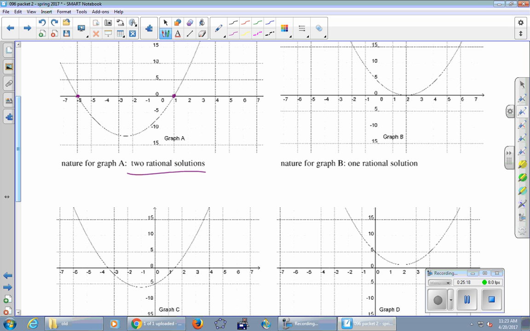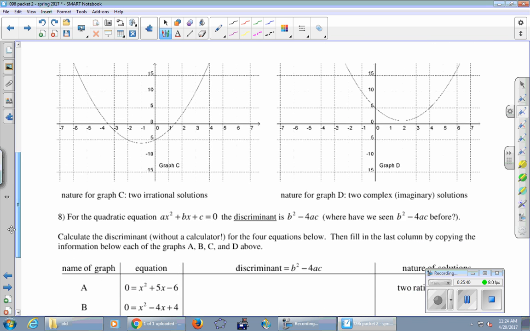Take a look at the next picture. How many x-intercepts here? Just a single one, right? Over there we had 2 x-intercepts, but here we have only 1. And rational or irrational, that number there? It sure looks rational. It looks like it's plain old 2. In this case, 1 rational solution.